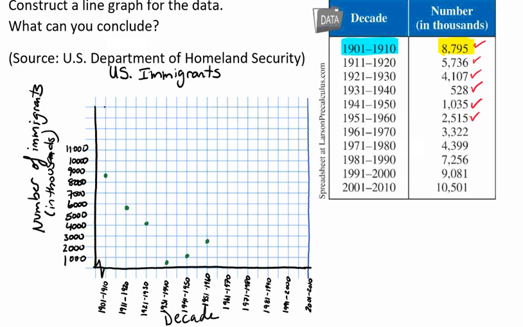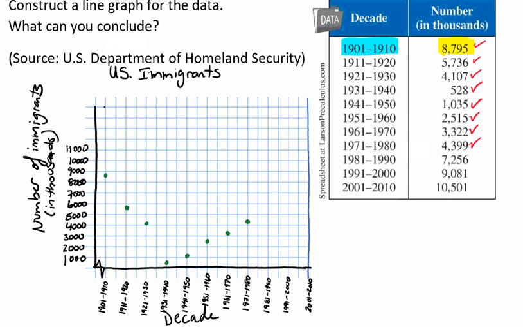Then we had from 1961 to 1970, 3,322. So we're going to go ahead and go just above 3,000 there. And we'll cross that one off. Then for the 1971 to 1980 decade, we had 4,399. So that's almost 4.5. So just under 4.5. So 4,000, just under 4,500. And we'll cross that one off.